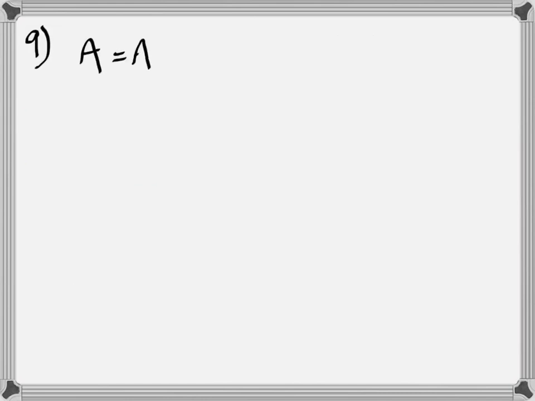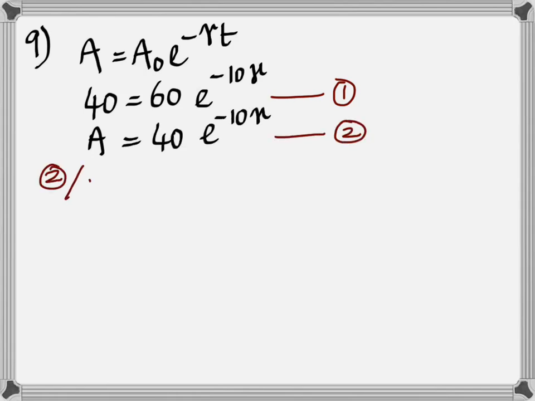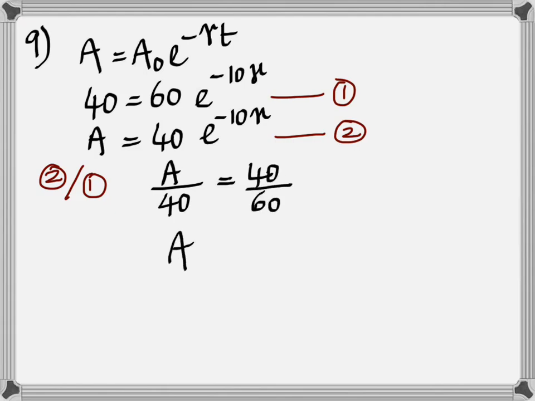Nine. That's a formula for damping. Gamma is the damping coefficient, which in this case will be the same in both cases. So set up two equations. Divide 2 by 1, and the exponential terms get cancelled, and solve for the amplitude.